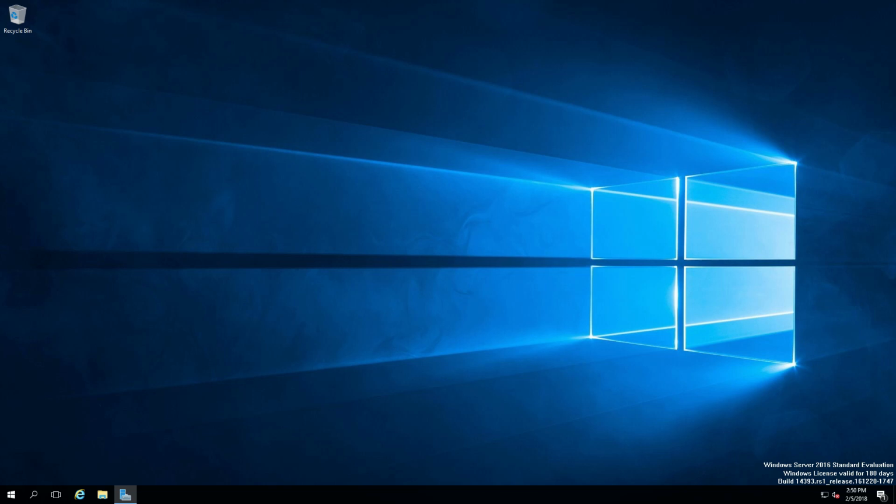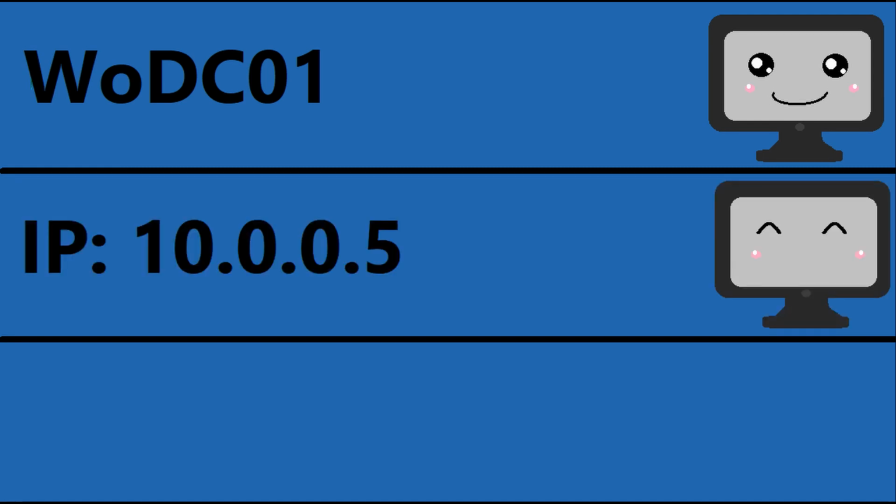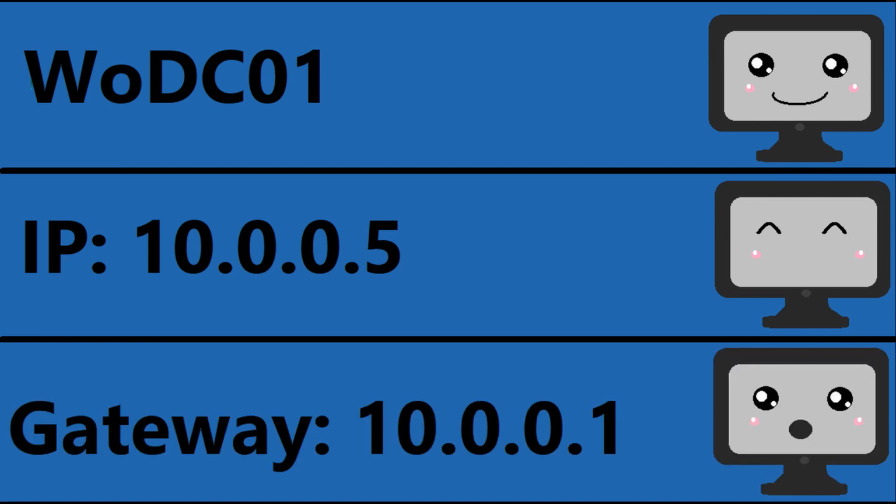The first thing we're going to want to do is configure our server to have the following. The host name is going to be called WoDC01. The IP address on the second adapter will be 10.0.0.5. And the default gateway, in my case, will be 10.0.0.1. So let's go to it.